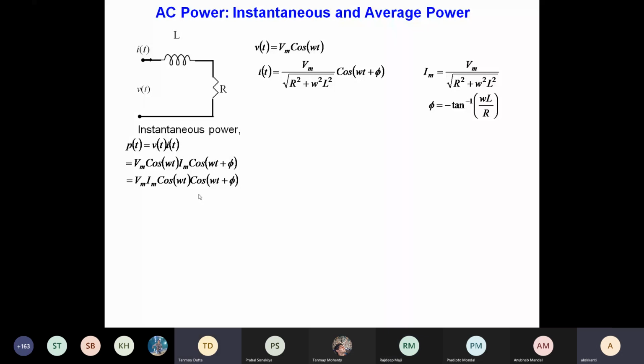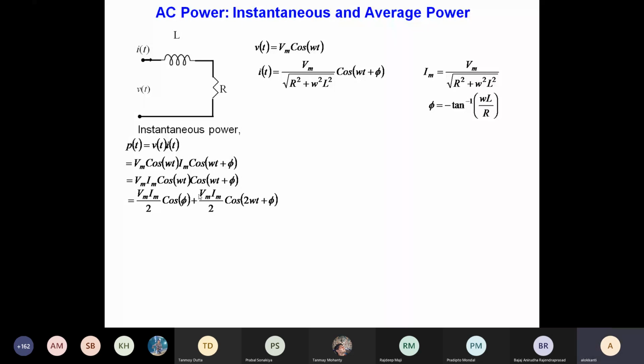So what is this? Cos(2 omega t plus phi) plus cos phi, divided by 2. Okay, so it will be Vm Im by 2 cos phi plus Vm Im by 2 cos(2 omega t plus phi).